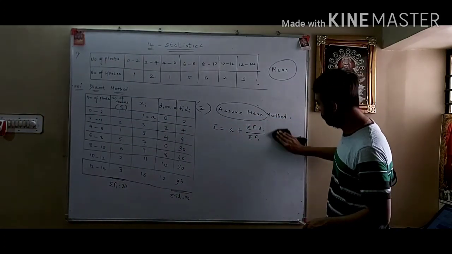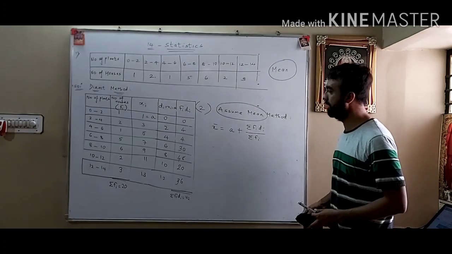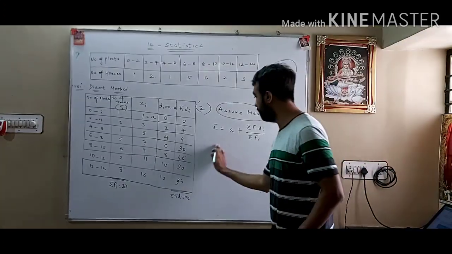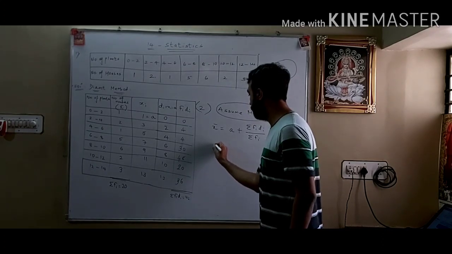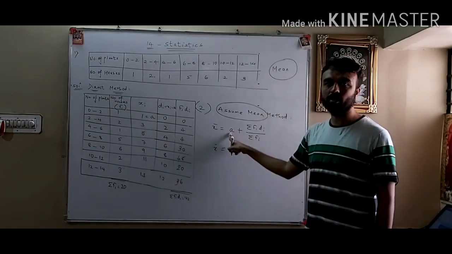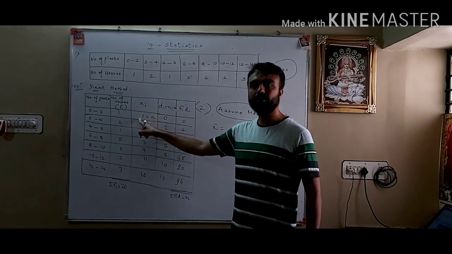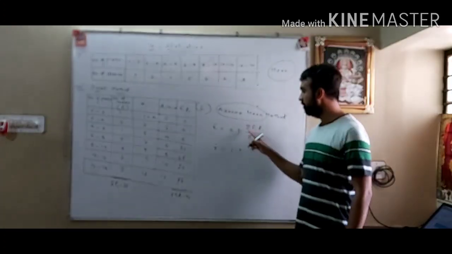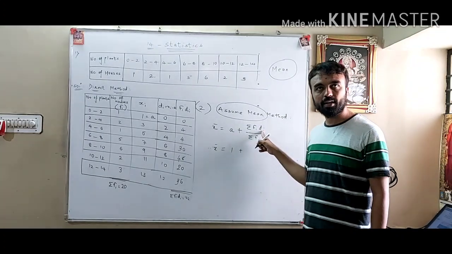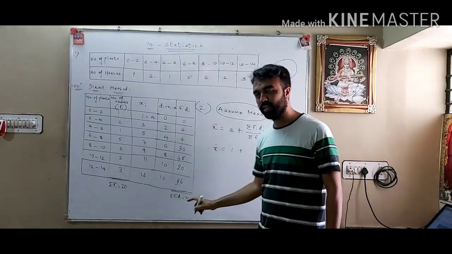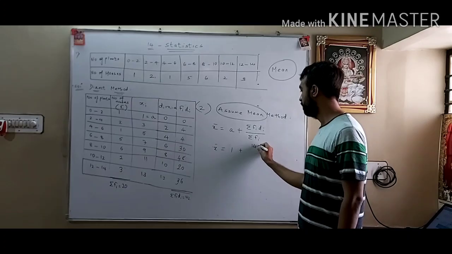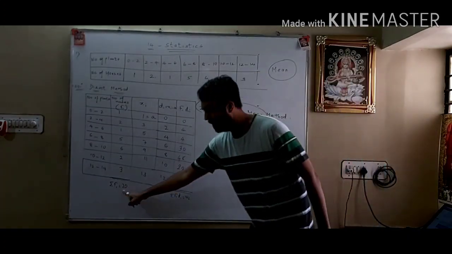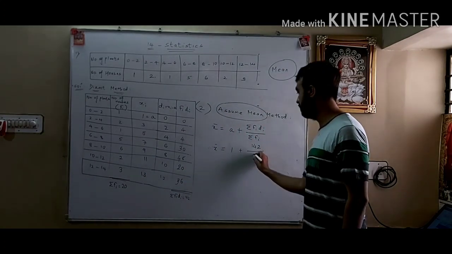I am erasing this one because now you already know what Di is. So this is how we are going to put the formula. Now let's put the values. X bar equals, what is small a? Small a is 1, so I am putting 1 here, plus sigma Fi Di. What is sigma Fi Di? It is 142, divided by sigma Fi, which is 20.